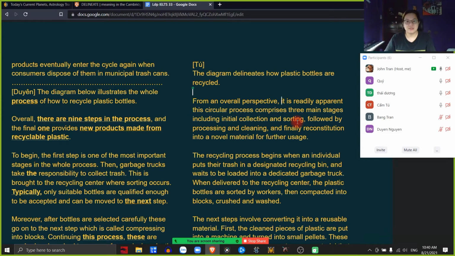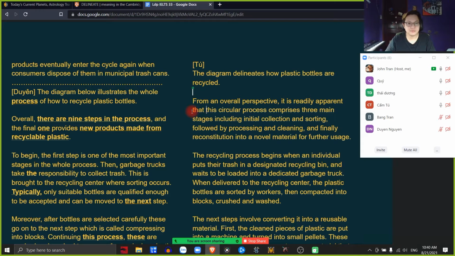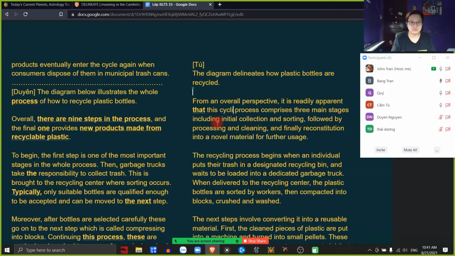It is readily apparent. Nó sẵn sàng bày ra là dễ nhìn thấy luôn. What? It's readily apparent that this circular process, circular là hình tròn nha. Hình tròn khác với chu kỳ nha, chu trình nha. A circle, basically circle like this, but what you are meant to say is cyclical. A cycle process, can we?